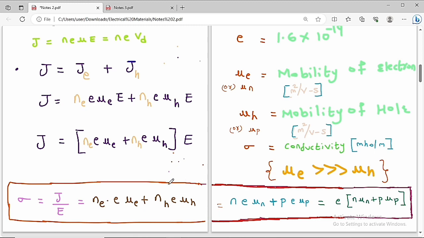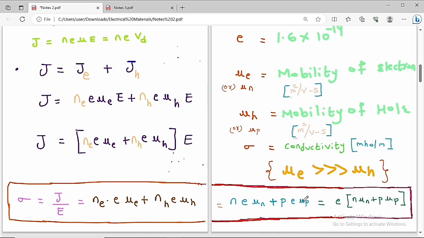Some books use the notation n_e, sometimes they use n. Sometimes n_h they use p. Sometimes they use mu_e as mu_n. Sometimes they use mu_h as mu_p. So there are different ways of writing, different notations. What is n_e or n? The concentration of the electrons. What is mu_e or mu_n? The mobility of the electrons. What is n_h or p? The concentration of the holes. What is mu_h or mu_p? The mobility of the holes.